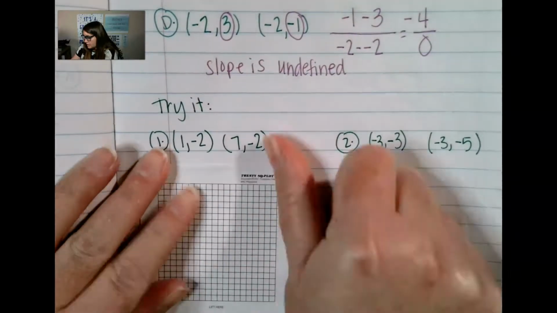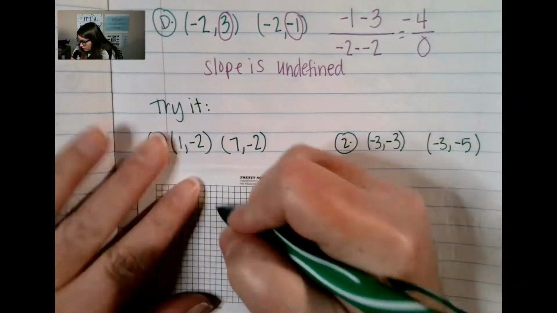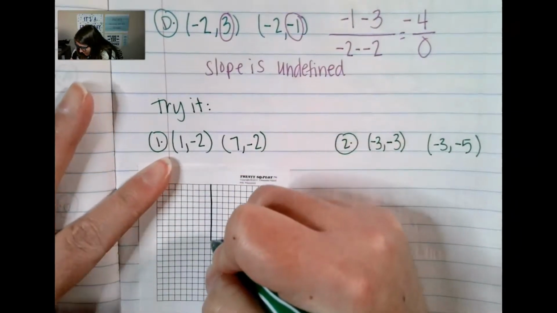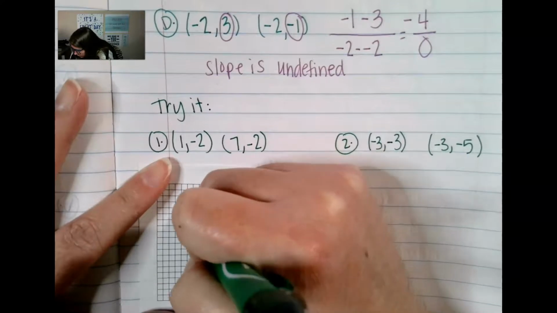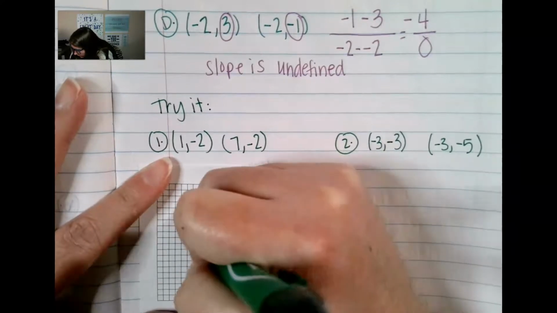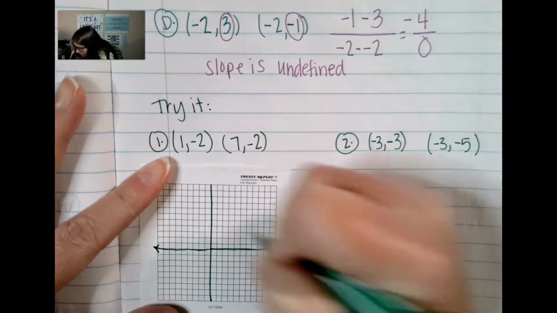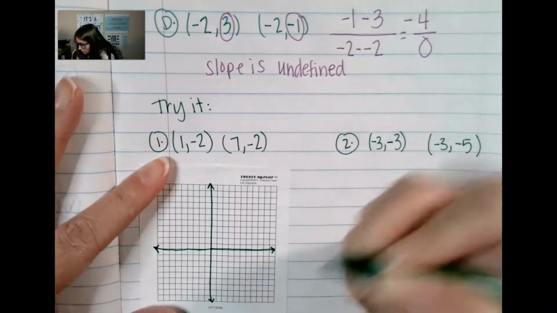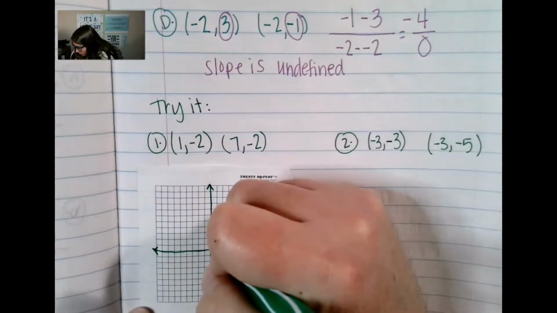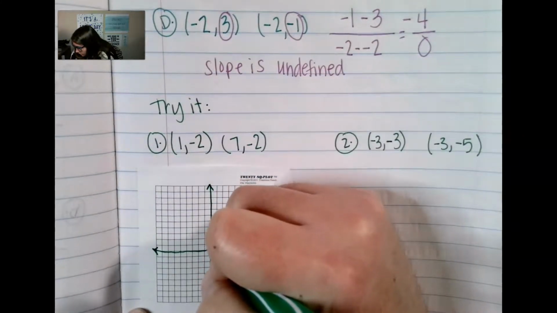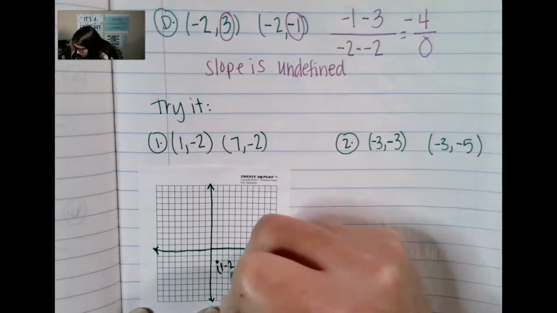All right, so in this first one that we have, I'm gonna draw my line right here and draw the line right there. So that way we have our axes. Your axes are already drawn for you. All right, 1, negative 2. So I'm going to go over 1, down 2, 1, 2. Put a dot. This is 1, negative 2.